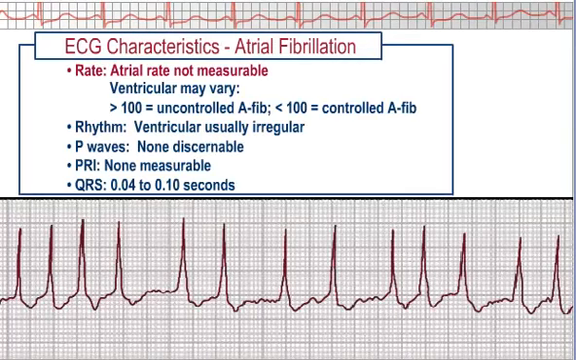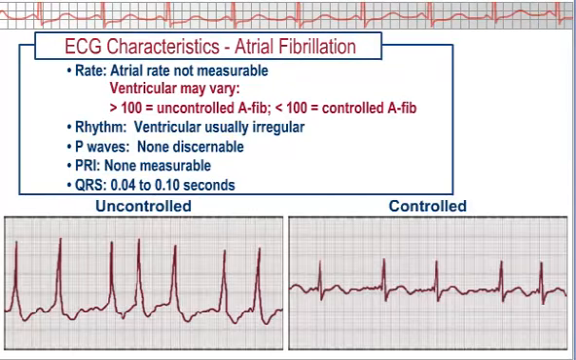Let's look at the ECG characteristics for atrial fibrillation. Rate. The atrial rate is greater than 300 and is not measurable. The ventricular rate may vary. If it is greater than 100, it is uncontrolled AFib. If less than 100, it is controlled AFib.